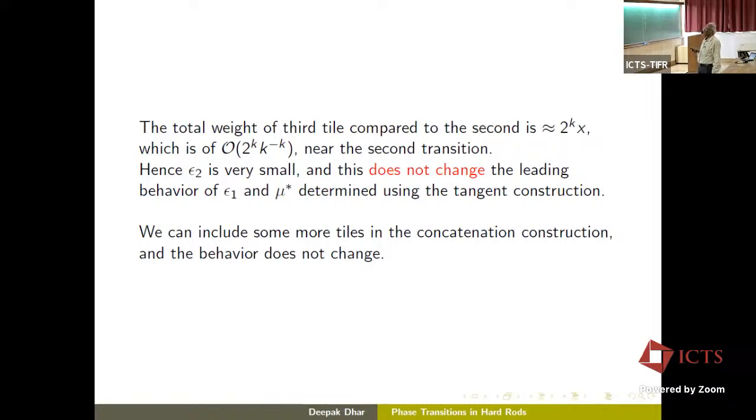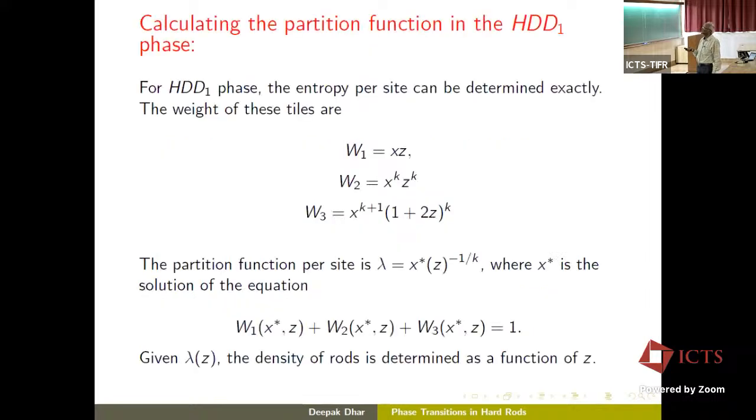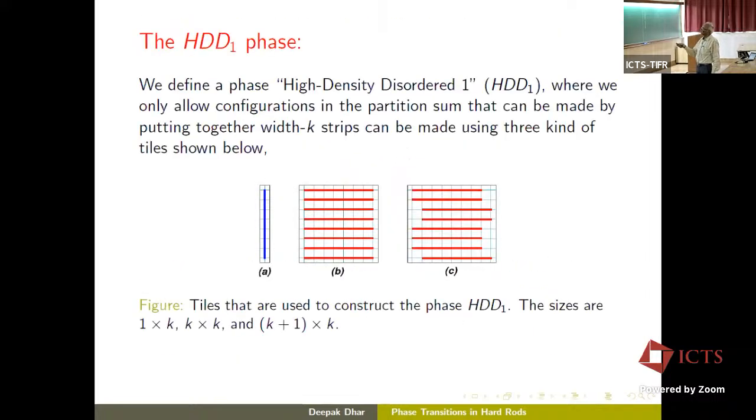We can include more tiles. So, in this construction, I can put W4. It's not a problem. You can do the calculation. Nothing changes because all these k to the power k is still there. It will kill everything that you are looking at.